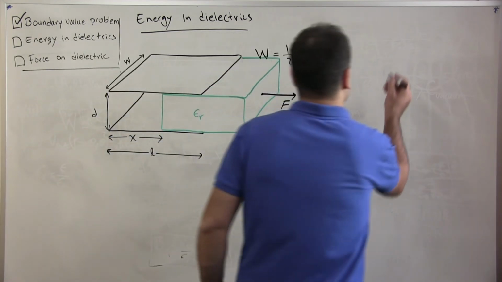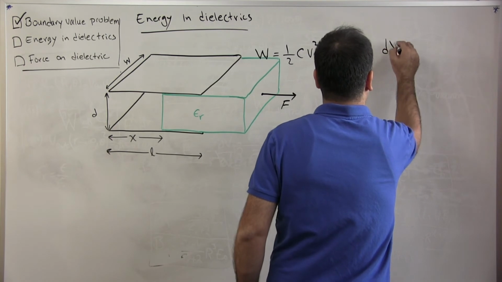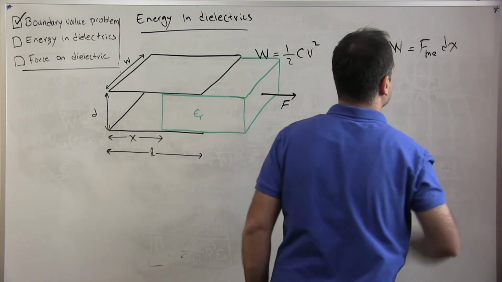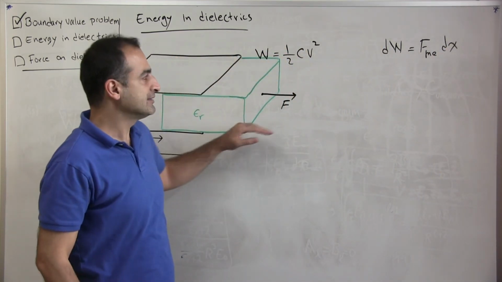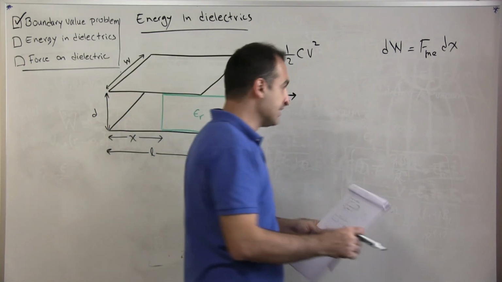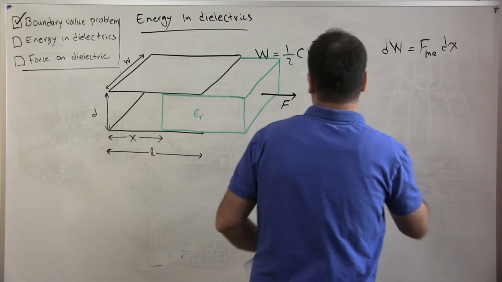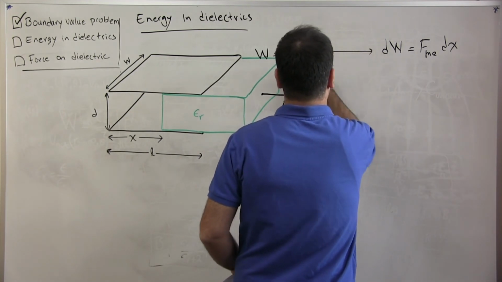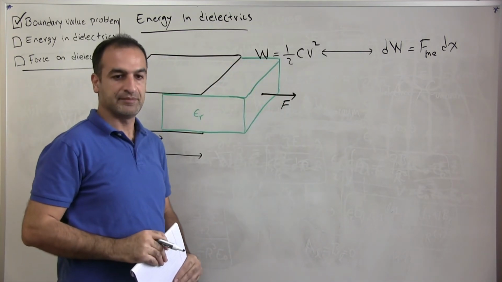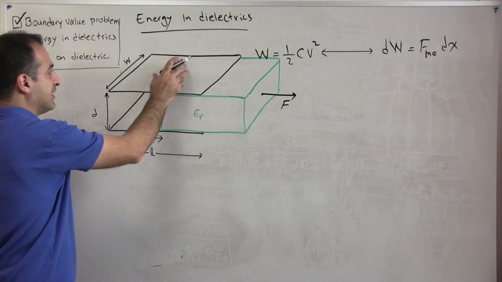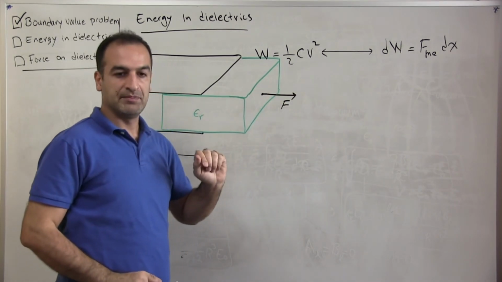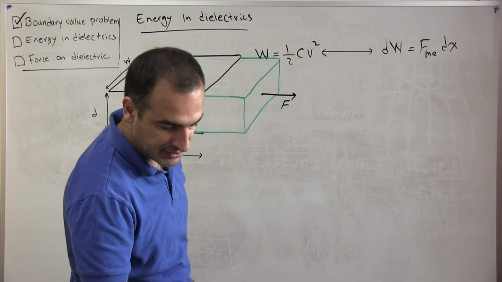So there is some work done by me. I want to say that is dW, which is the force that I'm exerting times dx. dx is how much I'm taking out, and F is the force, and dW is how much work is done by me. At the same time, the energy of the capacitor is 1/2 CV squared. In this case, I have charge, I disconnect it from the battery. As I take out, the V can change, but what cannot change is the charge on the capacitor.